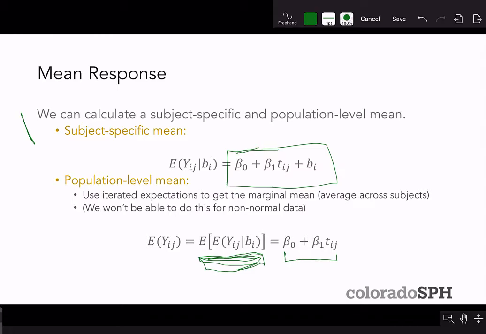And one thing that I'm going to note here is that this works. You can get a marginal interpretation or a population-level interpretation from a linear mixed model. But when you have non-normal data and you start to put a link function around it, like we did with GLMs, that won't always be the case. And we'll talk about that in a few weeks.